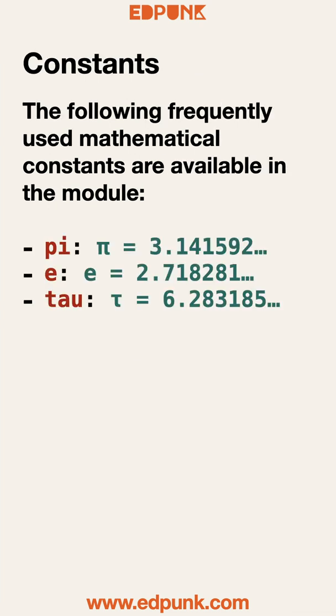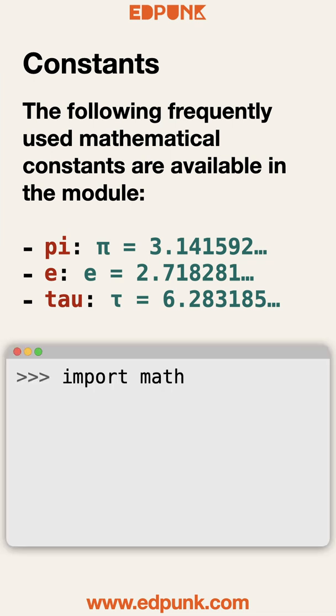Mathematical constants are fixed real numbers which are useful in various mathematical computations. For example, the mathematical constant pi is used to calculate the area and circumference of a circle. The math module contains various frequently used mathematical constants that can be directly used in a program. Some of these constants are pi, e, and tau. Let us check out how you can access these constants in your code.